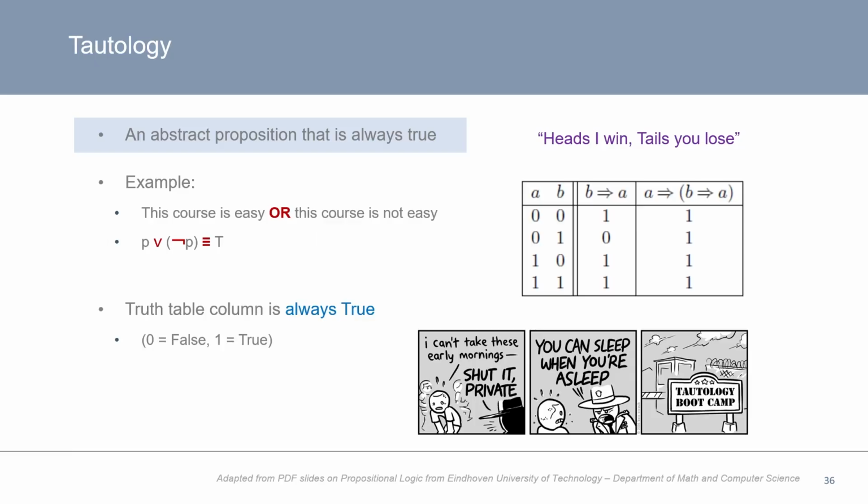If we look at a different example of a proposition that is a tautology within this truth table, we'll notice that every single row is always true, represented here by all ones.